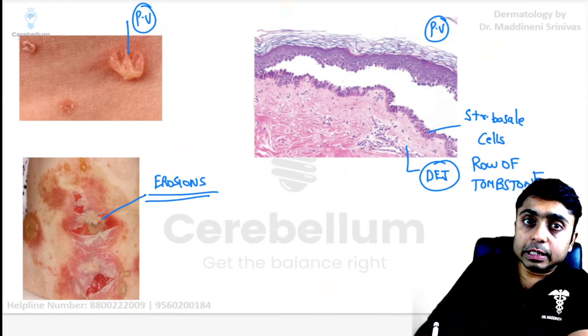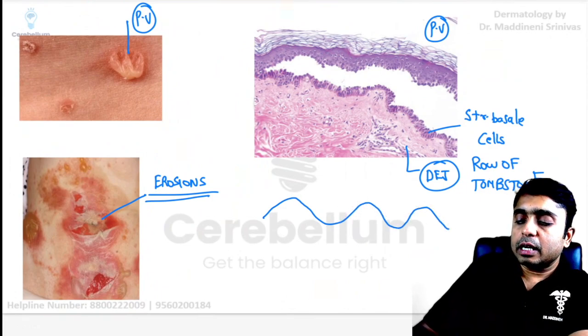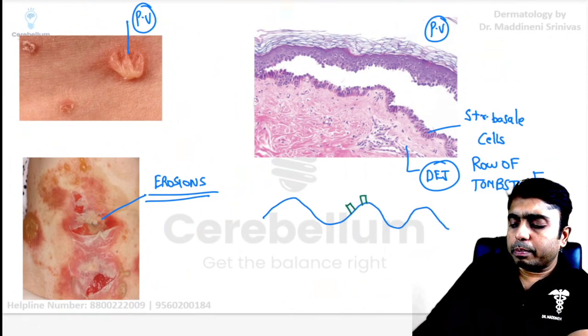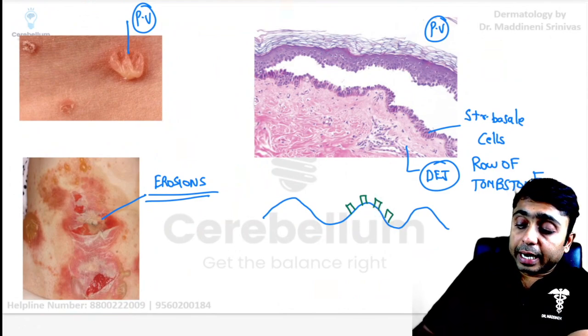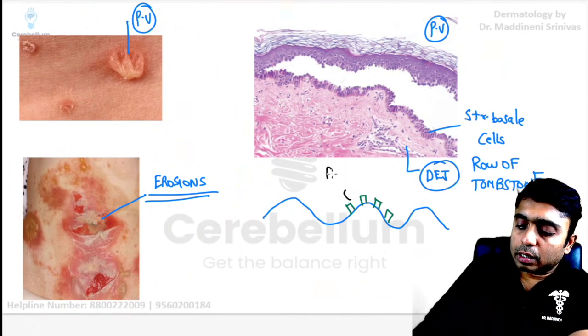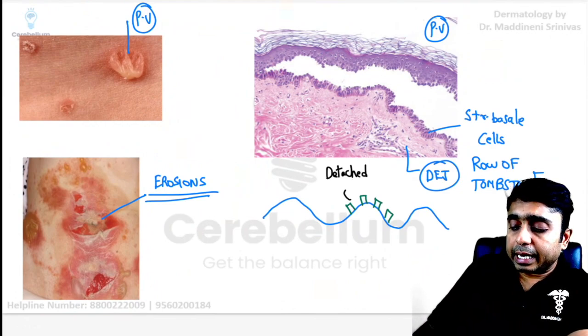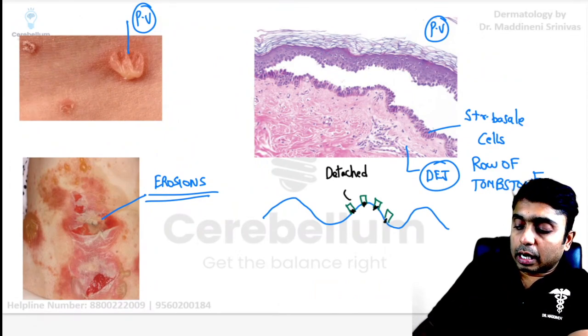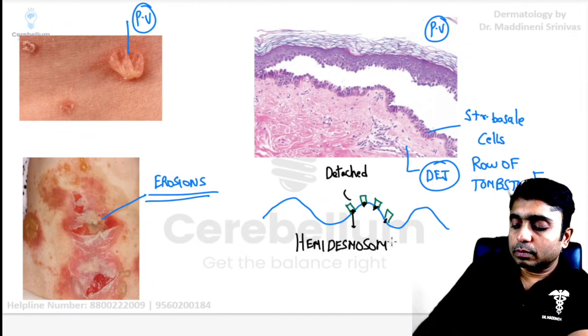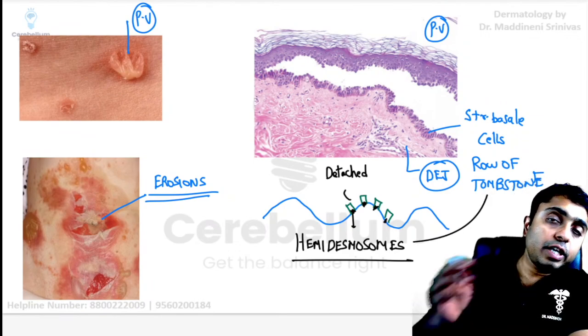But understand the concept behind row of tombstone appearance. So I will draw the rete ridges. Here you are able to see the rete ridges, and if you imagine this is the stratum basale layer, then you will identify that these stratum basale cells are detached from one another. So they are detached from the adjacent keratinocytes, but they are still attached to the underlying dermoepidermal junction because there are hemidesmosomes which are keeping the stratum basale cells intact, connected to the underlying dermoepidermal junction. So it is the hemidesmosomes which are responsible for this row of tombstone appearance, but not statement 1 which was mentioned.